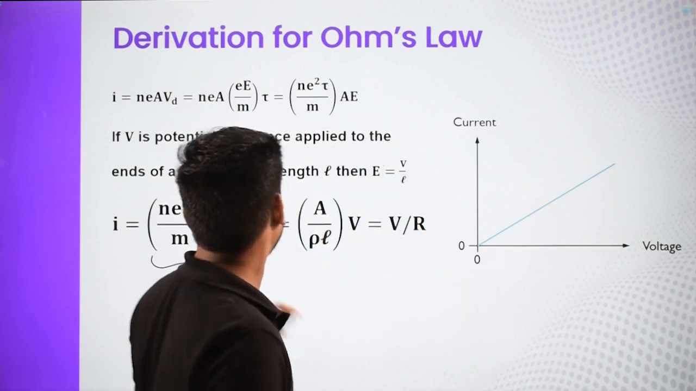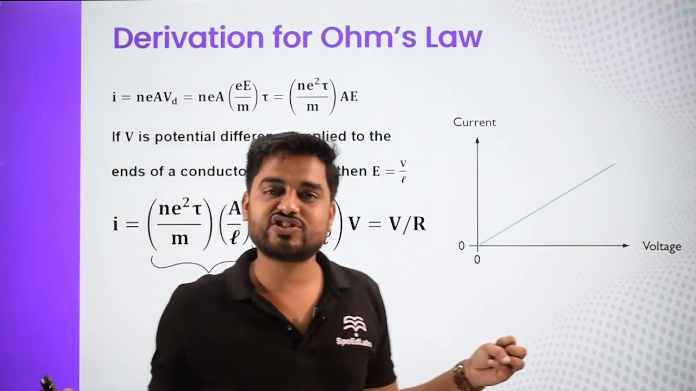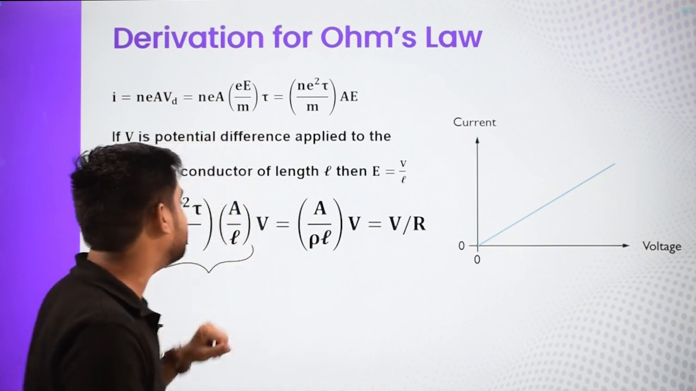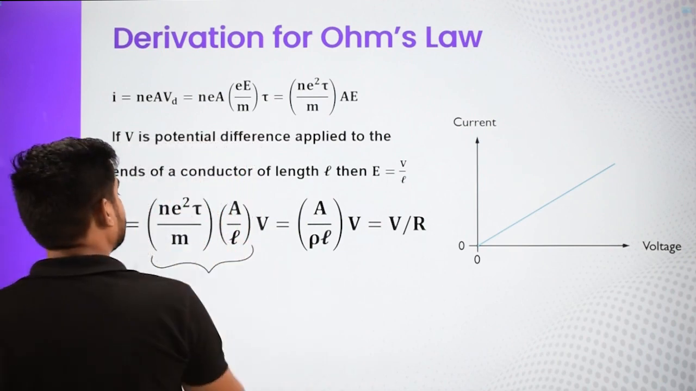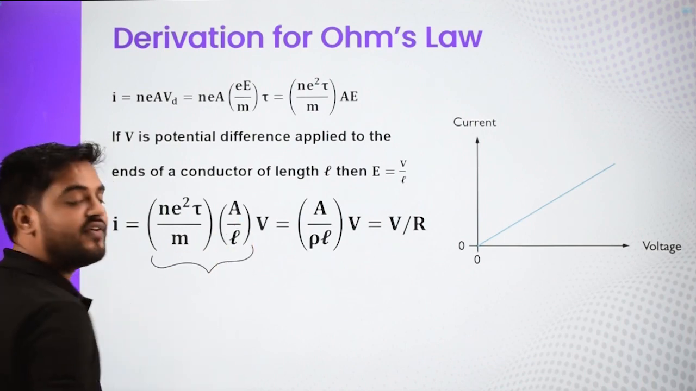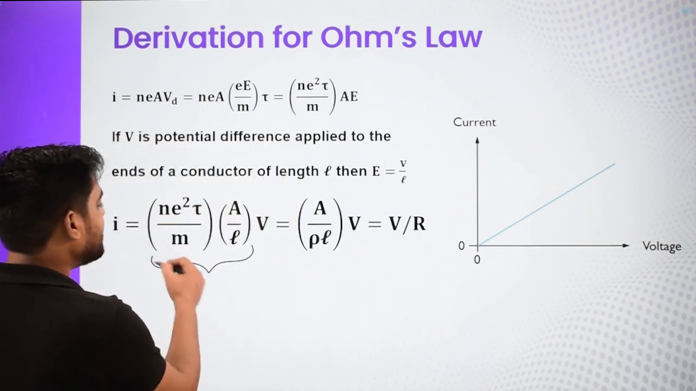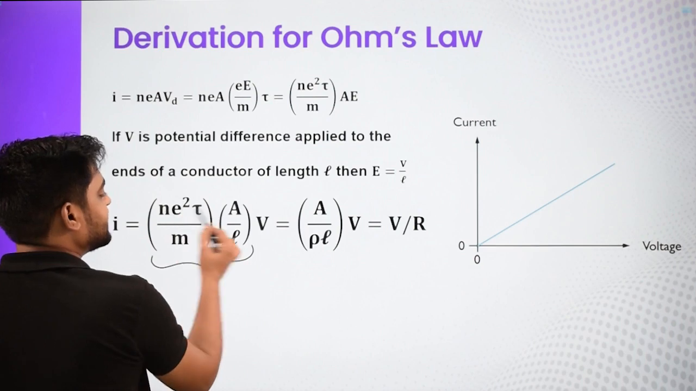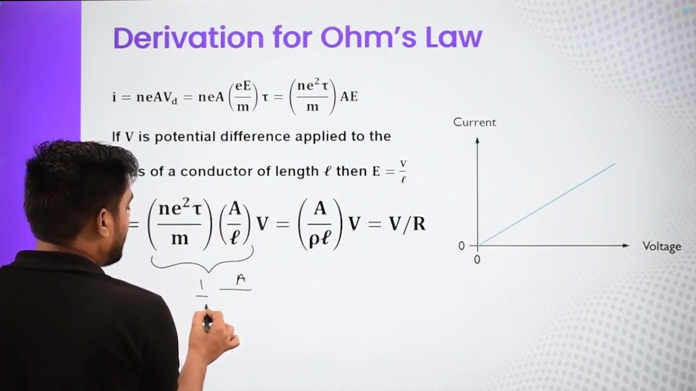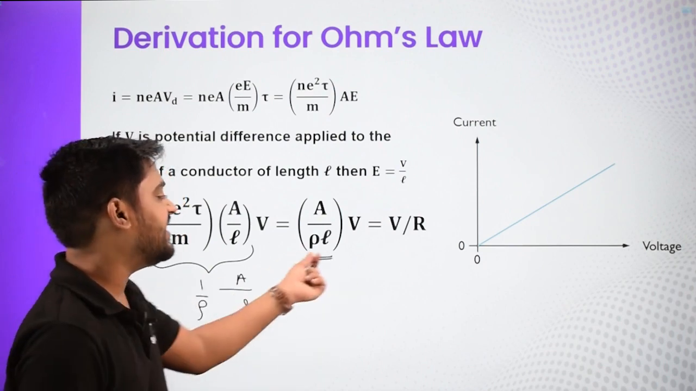So in Ohm's law, we were saying for constant temperature. If you increase the temperature, then electrons collide more rapidly and tau decreases. But for a constant temperature, this is also a constant. m is the mass of each electron, which is also a constant. A is the area of cross section of the conductor, and L is the length of the conductor. So this entire thing, I am defining as 1 by rho. So I get A times 1 by rho and L, and this entire quantity is defined as 1 by R.